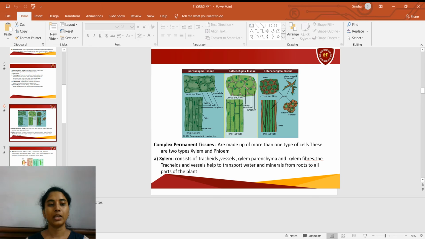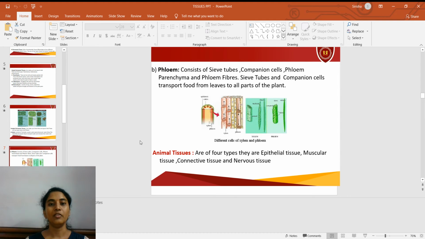Next comes phloem. Phloem consists of sieve tubes, companion cells, phloem parenchyma, and phloem fibers. Sieve tubes and companion cells transport food. The main function of phloem is transportation of food, which is done by sieve tubes and companion cells. Where is the food synthesized? In the leaves, with the process of photosynthesis, and from the leaves this food is transported to all parts of the plant. See the different types of cells of xylem and phloem.